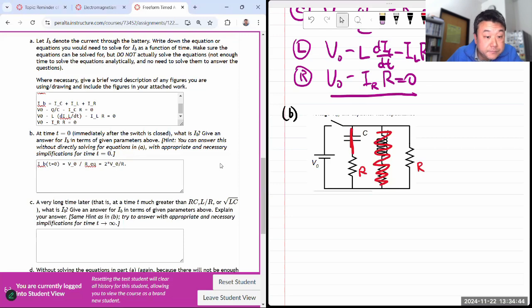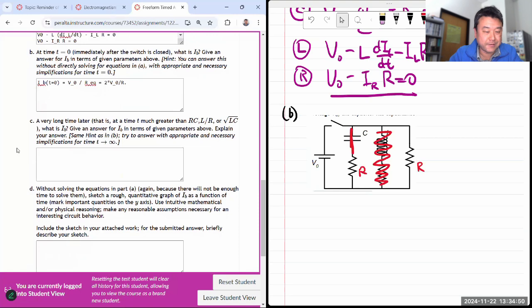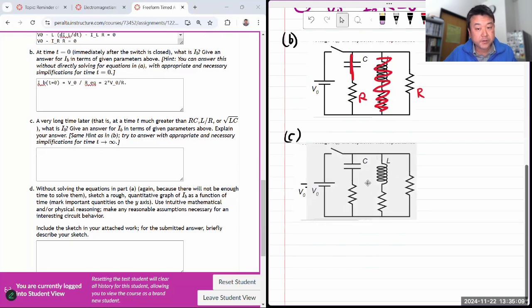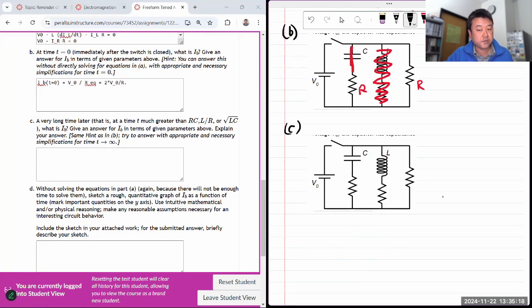Yeah. A very long time after, that is at a time which is greater than all those time constants or the oscillation frequency, what is IB? So it's a different kind of thing. Let's redraw the circuit again. So after a very long time, again, the inductor and capacitor go away, but they go away differently for different reasons. The capacitor is now going to be fully charged, and there's a steady state, which means no current through the capacitor. dq dt is 0. So this entire branch is gone. It acts like an open circuit.